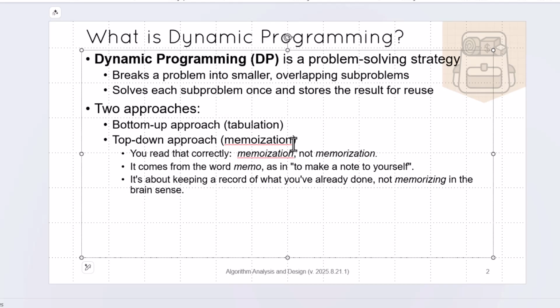And this is not spelled wrong. This is memoization, as in creating a memo, not memorization. It's a different idea, although there may be some etymology similarities, but it is memoization instead of memorization. It comes from the word memo, meaning to take a note to yourself. So it's about keeping a record of what you've already done. All right.